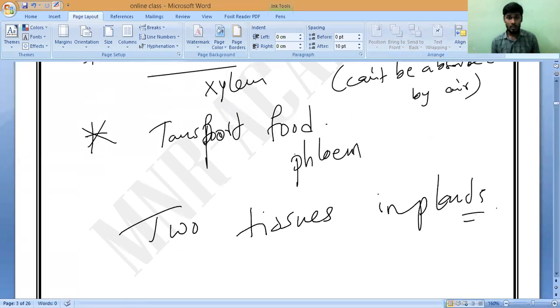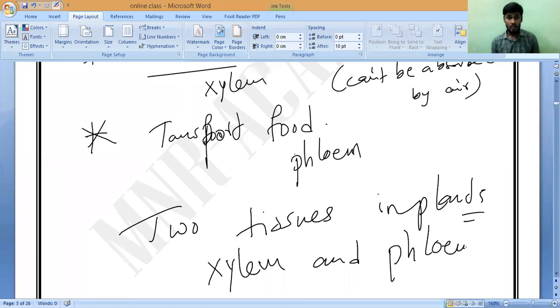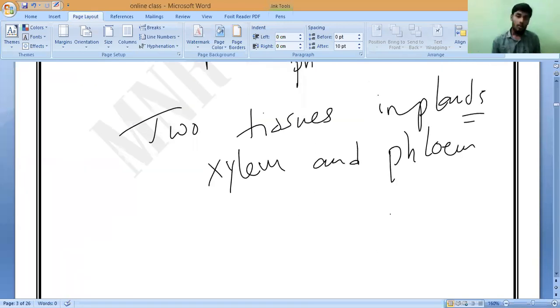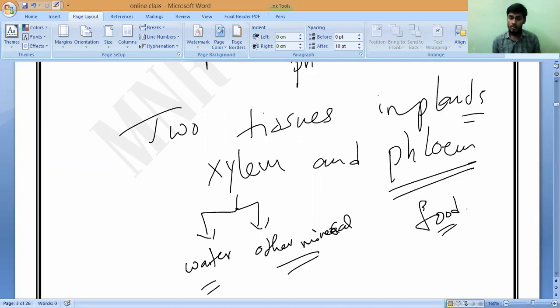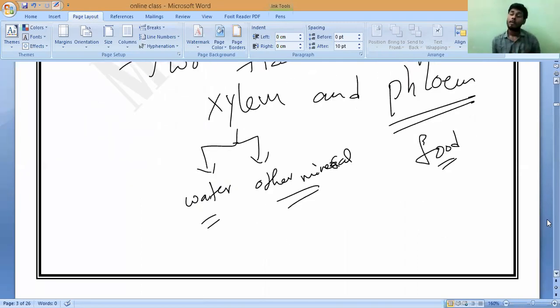So one is called what? Xylem. And another one is what? Phloem, or phloem, whichever way you want to say it. So now, in order to supply the water and other minerals, we need what? Only this thing, minerals, we call it xylem. Xylem takes care of that, and the supply of food is done by what? Phloem.